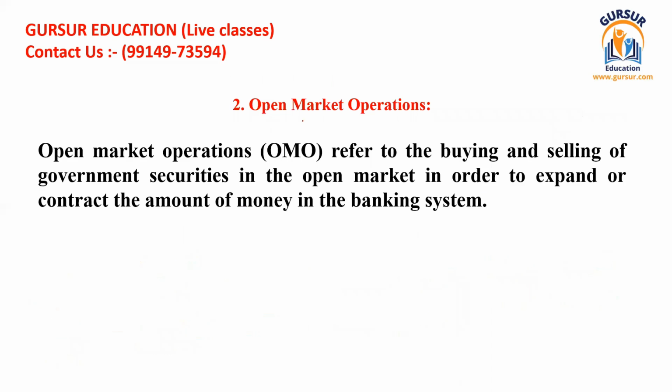The second measure is open market operation. This is when the government buys or sells its securities. This simply refers to buying or selling government securities in an open market in order to curb the money or in order to provide more money in the system. So when the government needs to curb the money in the market, they just offer government securities. People purchase the securities, the government receives the money, and they curb the monetary system.